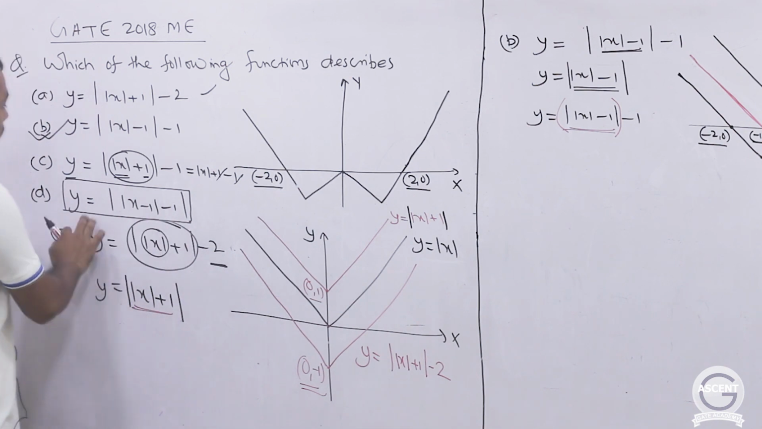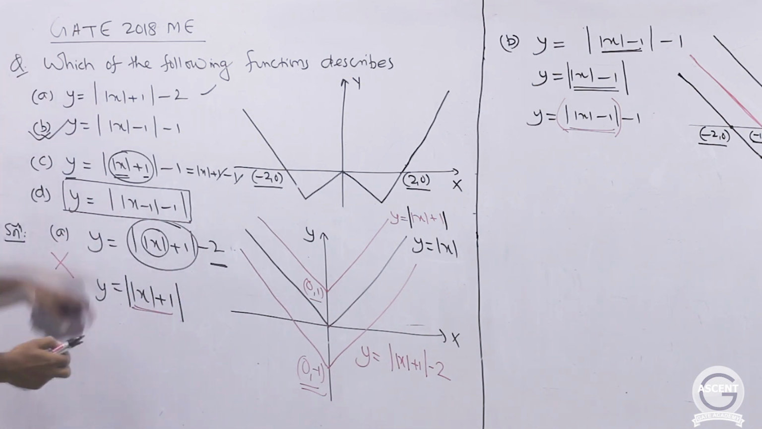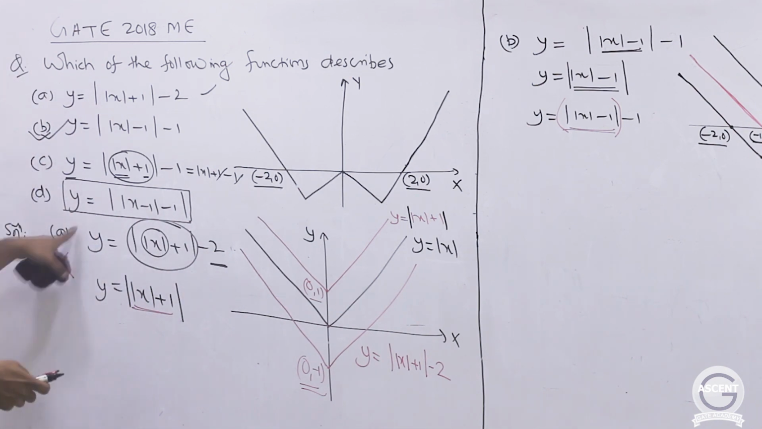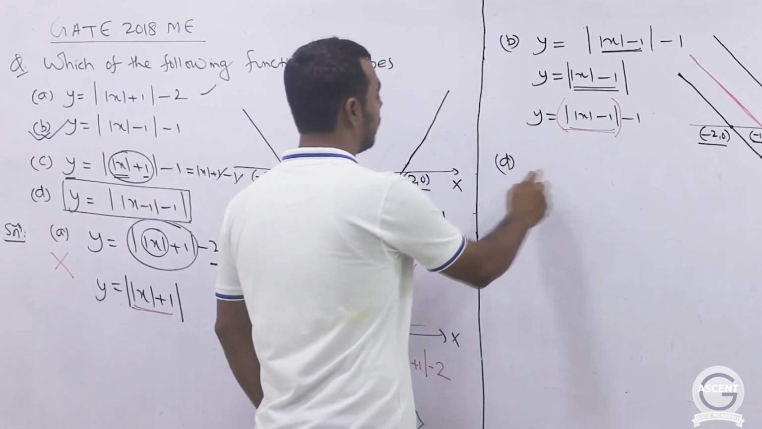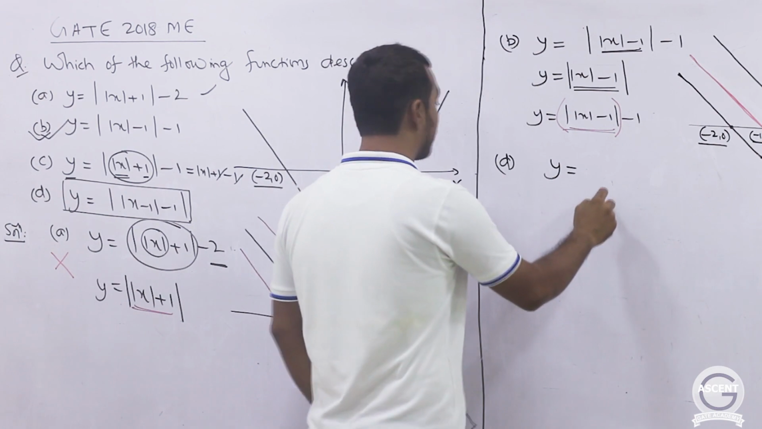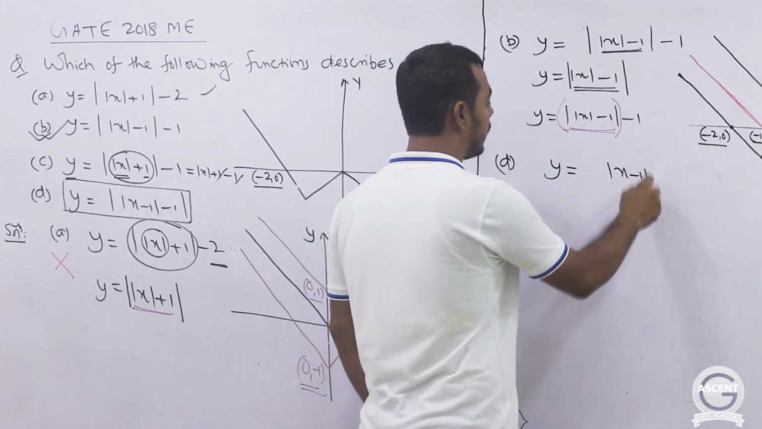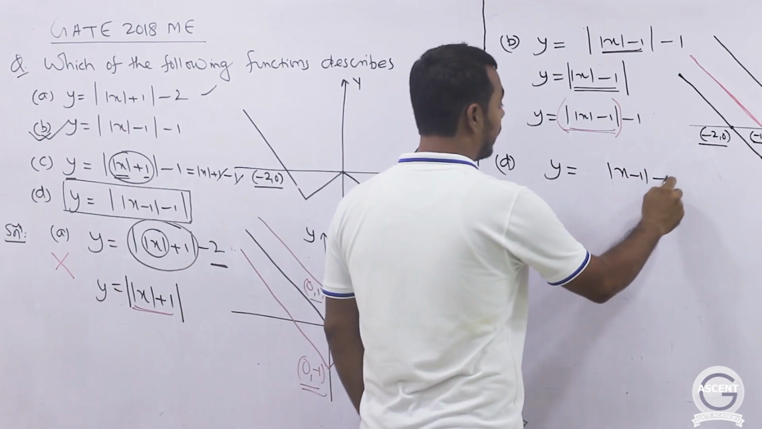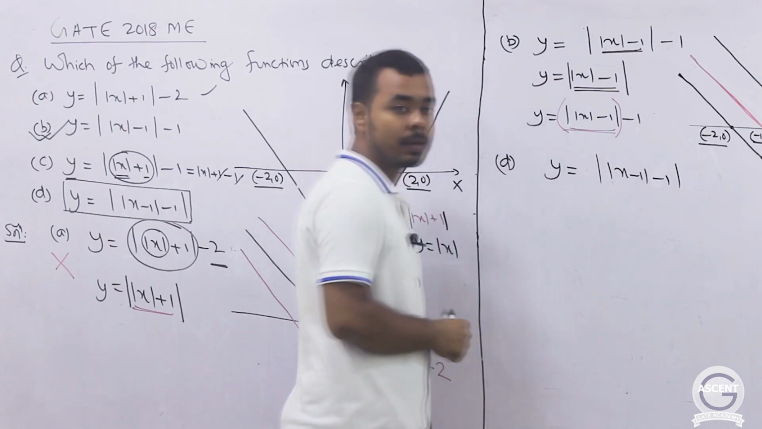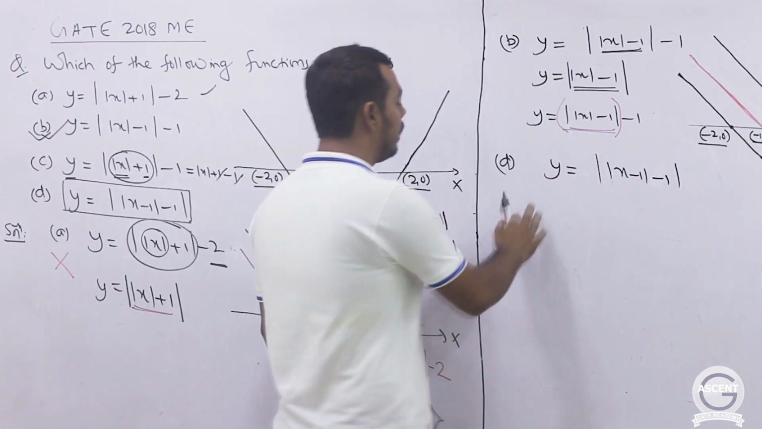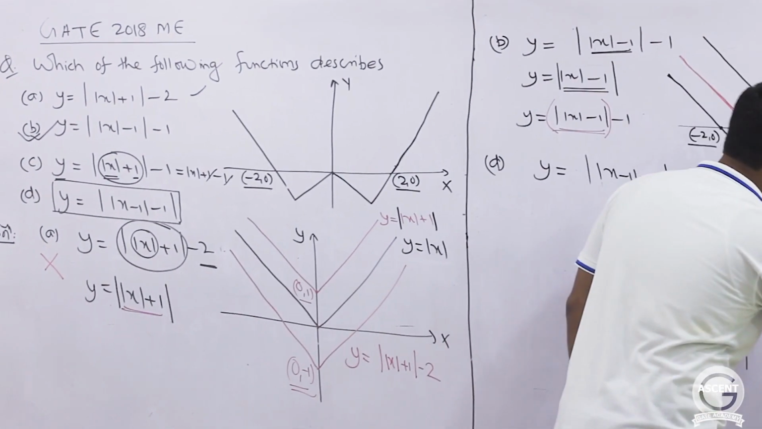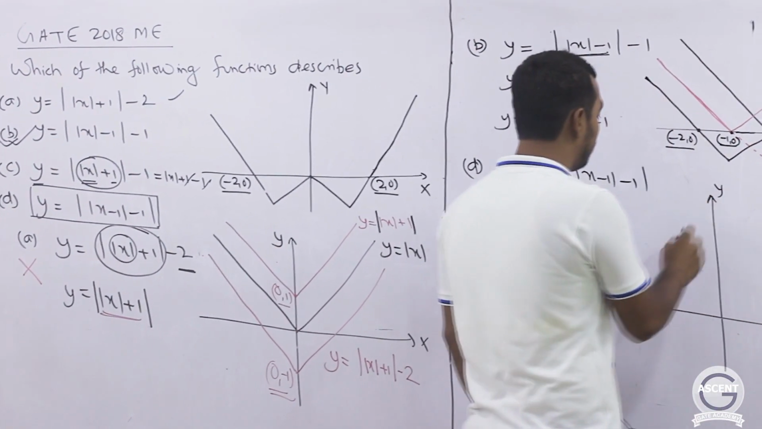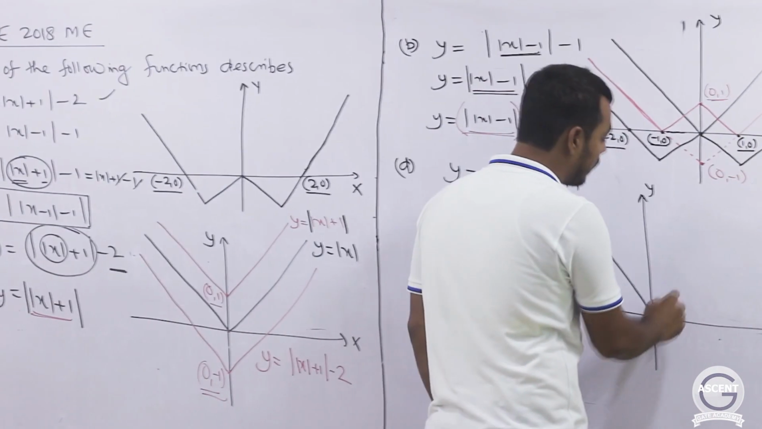We are going to see the graph of this function also. How to draw the graph of this function? We have obtained our answer, the correct answer is option B. But we are going to see what will be the nature of the graph of this function, y equals to modulus of mod x minus 1, the modulus of this whole function. So now again we are going to start with the basics here. These are our coordinate axes. First we need to draw the graph of this function y equals to mod x.